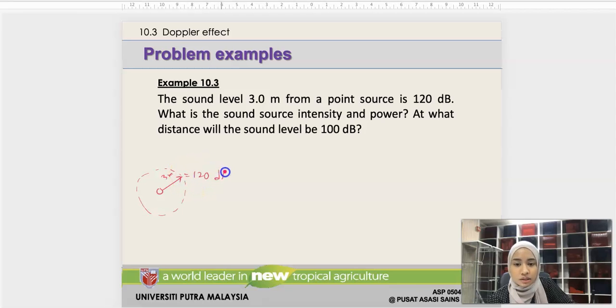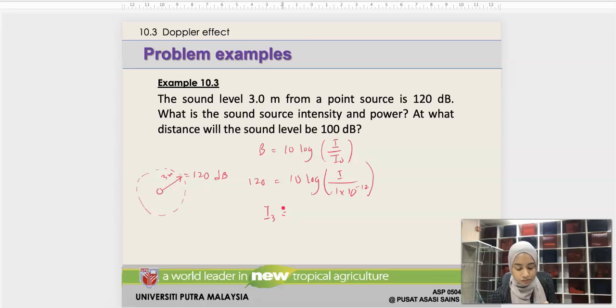This is 3 meters, from a point source, is 120 dB. So this guy is 120 dB. So beta equals 10 log I over I naught. This guy is 120, 10 log. I want to find out what I is. I naught is 1 times 10 to minus 12. So I at 3 meters is, let's do this one. So 120 divided by 10, 10 to the power of 12 is equal to that, times with 10 to the minus 12. So the answer is 1. So I3 is equal to 1.